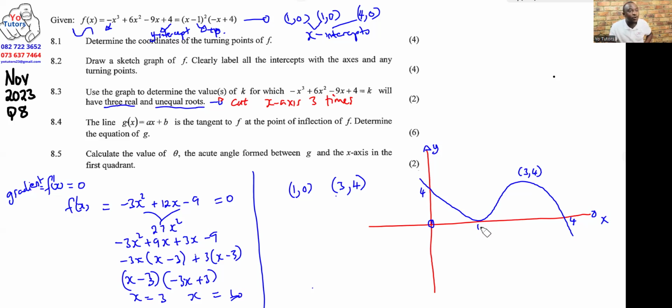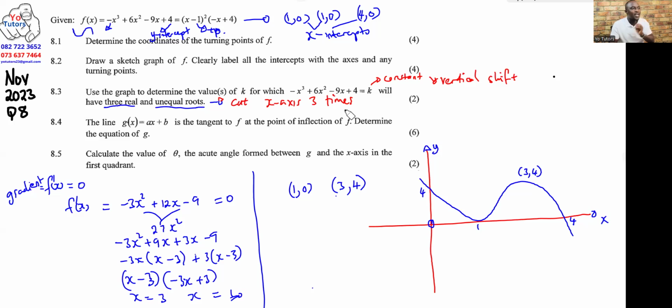So it means that we mustn't include 1, because once we include 1, you can see that it's turning at 1, and our y value is 0. Remember, we are now talking about shifting your graph up and down, because k is a constant. So it's going to change only the y value. This constant represents a vertical shift. So you're only looking at going up and down.